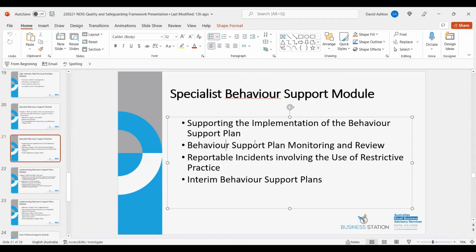Reportable incidents involving use of restrictive actions. Each participant that is subject to an emergency or unauthorised use of restrictive practice has the use of that practice reported and reviewed. So if that occurs, you need to report that to the relevant authority, also internally, and then that can be reviewed to see whether it was done correctly and in accordance with the law.